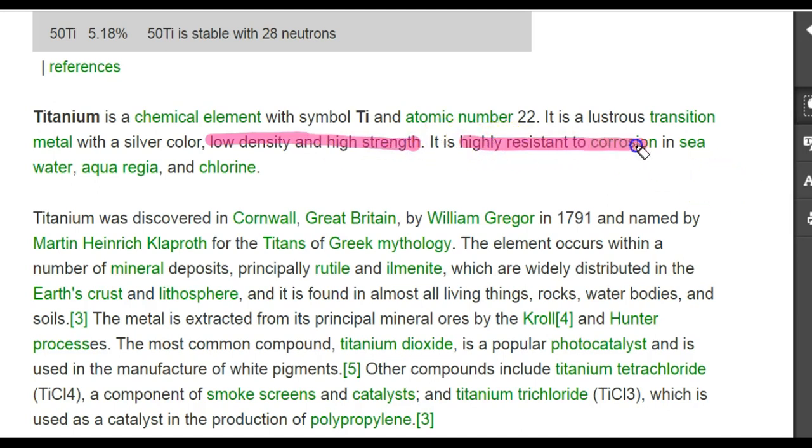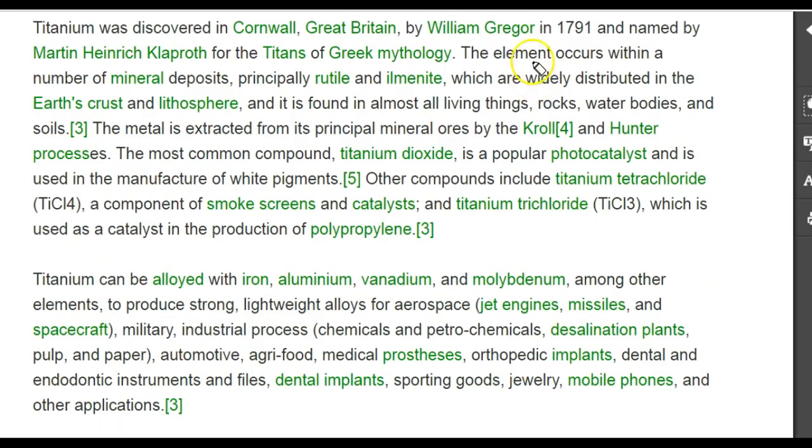it is highly resistant to corrosion in seawater and in chlorine. Titanium is distributed widely in the earth crust. It occurs in a number of mineral deposits, especially in ilmenite and in rutile, which are widely distributed in the earth crust and in the lithosphere.